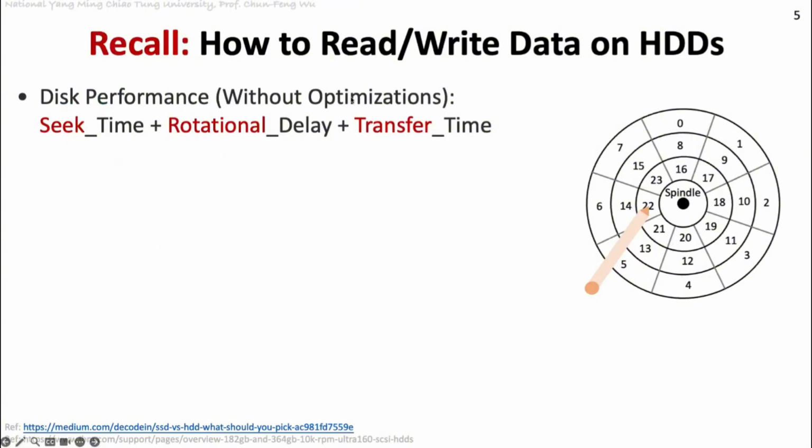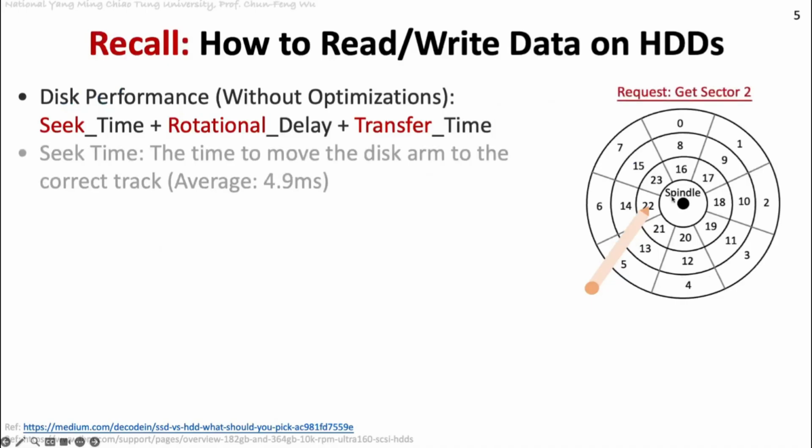The first one is seek time. Seek time is the time to move the read head from the inner to the outer, or outer to the inner. Because seek time involves mechanical movement, it takes slightly long, like 4.9 milliseconds here.